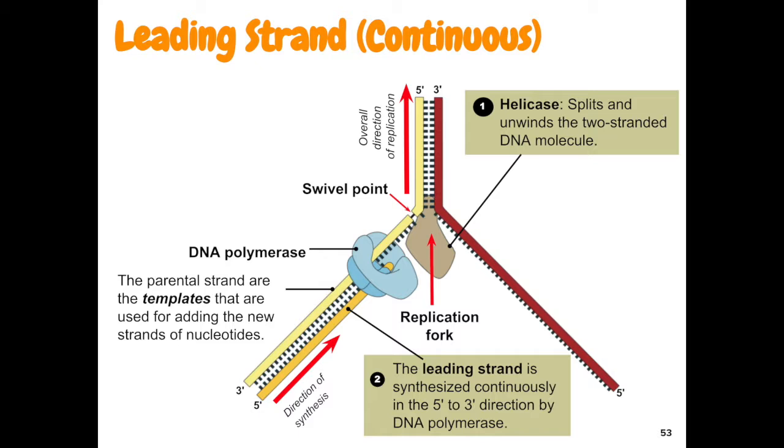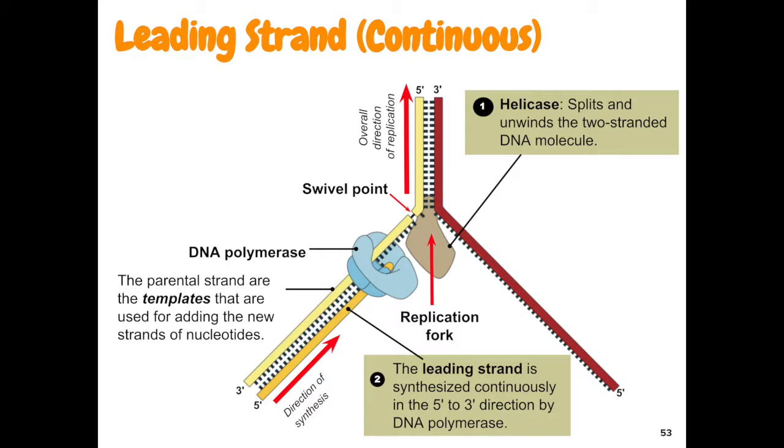And so what you see in this diagram here is that the helicase is splitting and unwinding the two strands of the DNA molecule, and as it moves, the DNA polymerase is going to attach to the template strand, the light yellow strand at the 3' end, and it's going to move 3' to 5'. And as it moves, it's going to pull in nucleotides and make a new strand that's attached to it that's going to be 5' to 3'. And that strand we're going to call the leading strand.